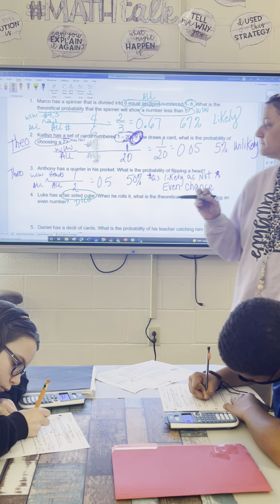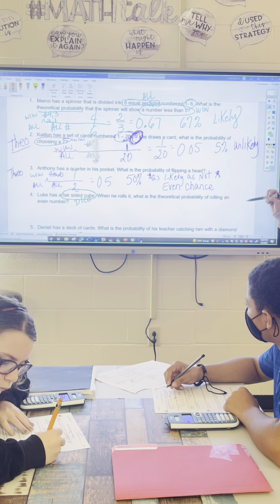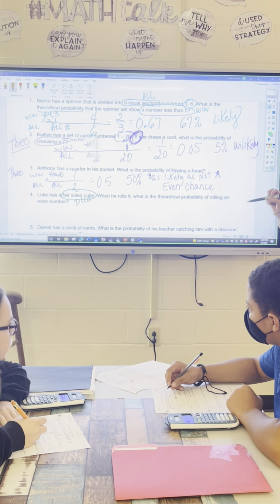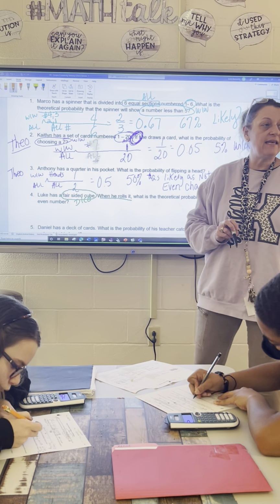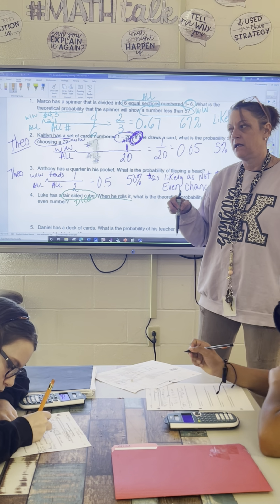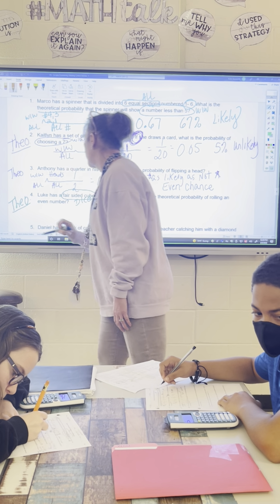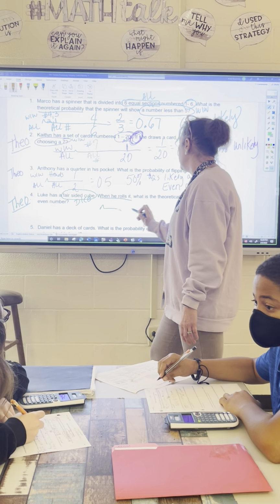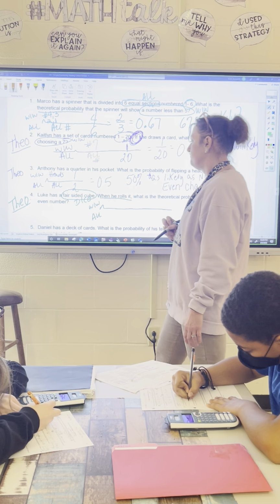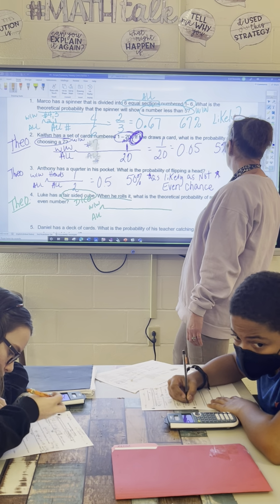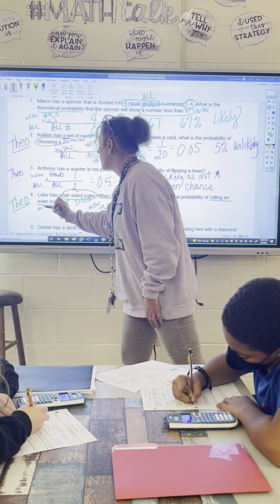Okay? It's a dice. When he rolls it, what is the theoretical probability of rolling an even number? So, has he rolled it? No. When he rolls it, he ain't done it yet. So if he hadn't done it yet, what are we looking at? Theoretical probability. Y'all starting to get the hang of this, aren't you? Theoretical probability is what I want over all I got. Rolling an even number. Here's your what I want.